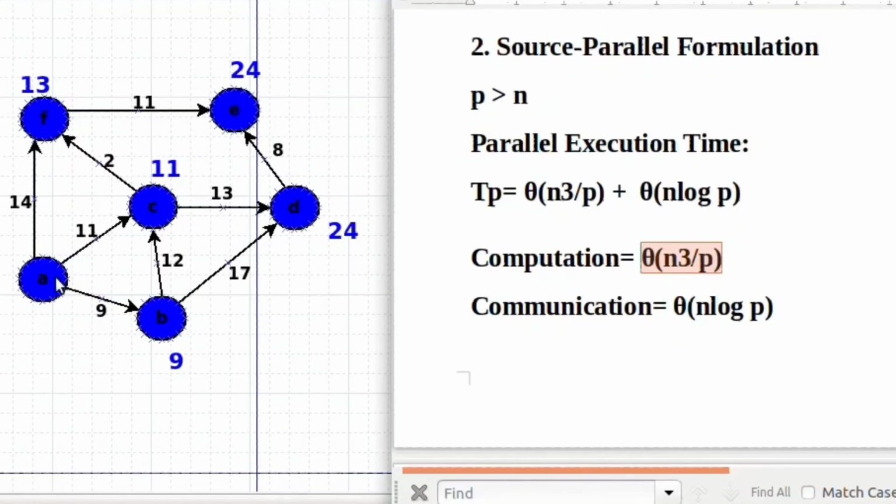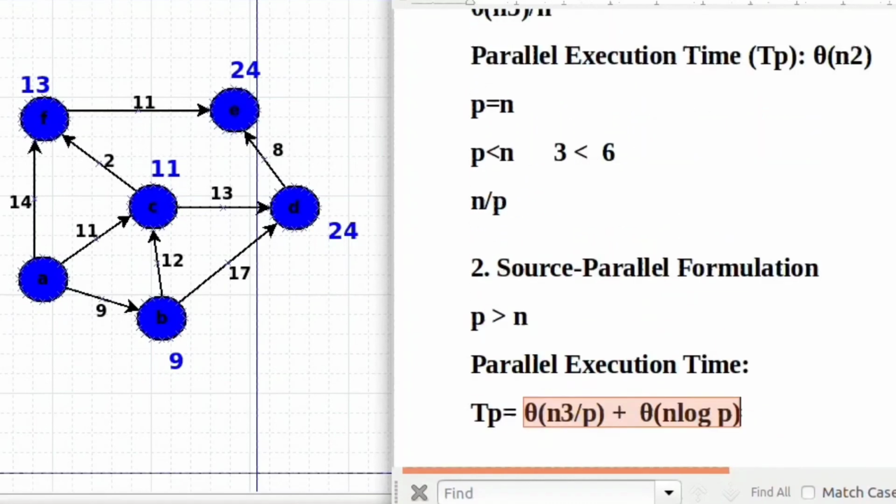Now these processes have to communicate with each other, and they have to share some data, for example the adjacency matrix. So there is communication among the processes which are working on that particular vertex. Multiple processes are applying Dijkstra's algorithm on this vertex, so there is communication among them, and for this communication we require this much time. So the total parallel time is this part for computation plus this part for communication.